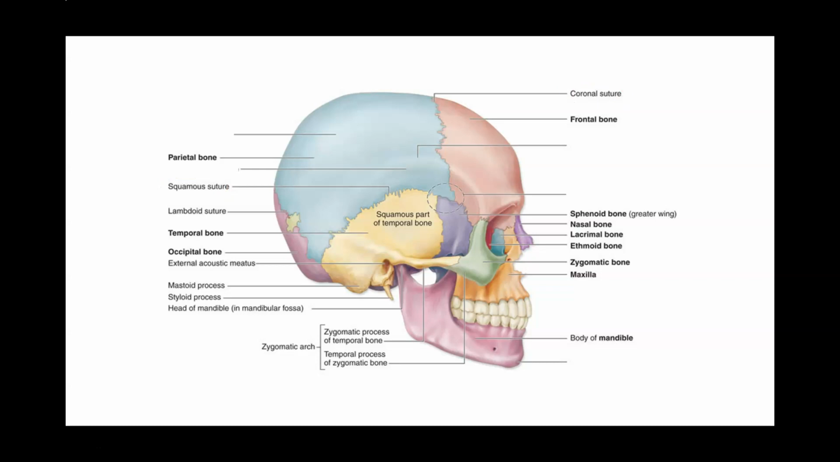For example, anterior to the coronal suture is the frontal bone, and the coronal suture separates the frontal bone from the parietal bones, which are shown in blue. Now, there's actually two parietal bones, but you can't see them both in this view. The lambdoid suture separates the parietal bone in blue from the occipital bone in this kind of purplish color. And the squamous suture separates the parietal bone seen in blue from the temporal bone seen in yellow.